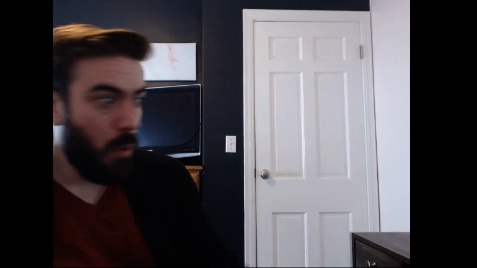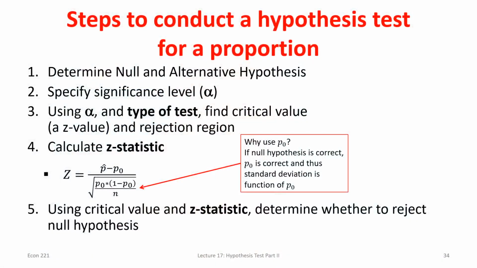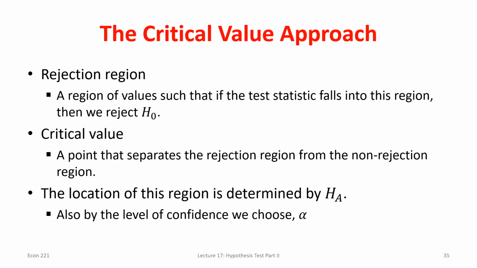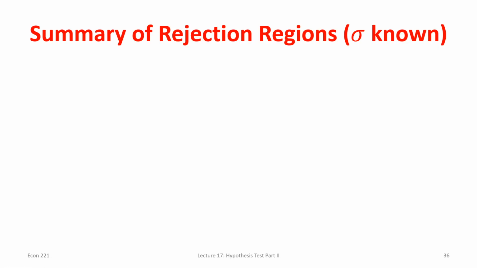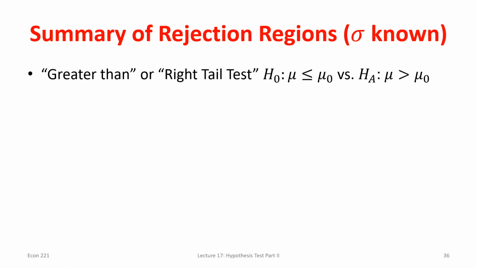So once we have that equation for our test statistic, now it's just a matter of determining how I assign this rejection region and how I find my critical value. The rejection region is a region where, if I see a test statistic that falls in it, I reject the null. The critical value separates this rejection region from the non-rejection region, and it is determined by what type of test I have and what level of confidence I want. Right? So, a quick summary.